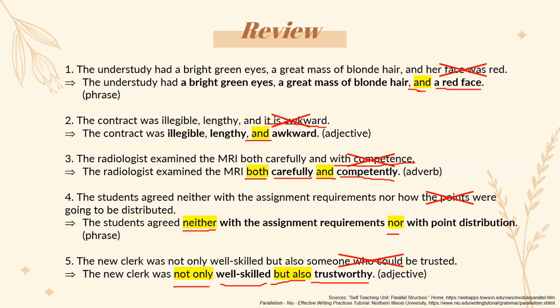So that is how parallelism works. We should identify first what the error is and identify what pattern we should follow to make them parallel. And we also need to pay attention to the conjunction, especially the paired conjunction, and also the comma and so on.